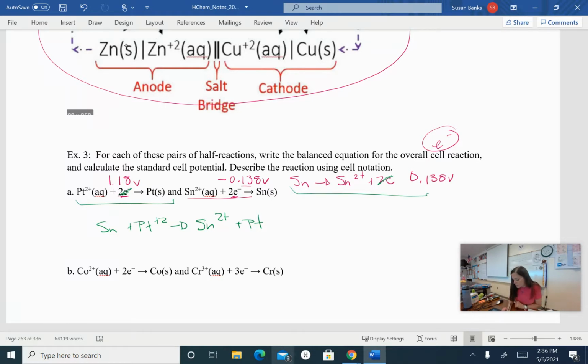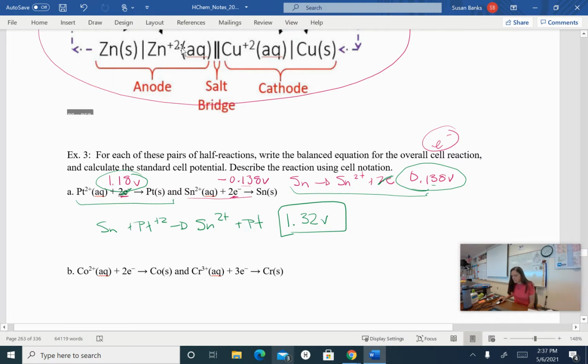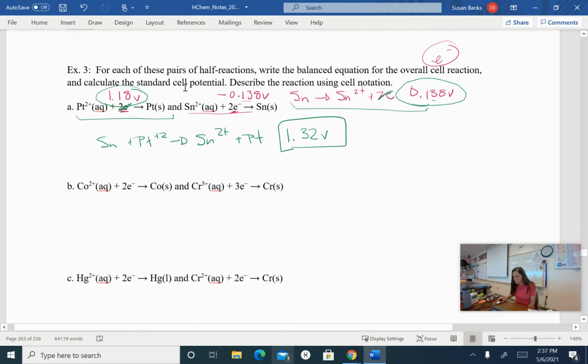And then for the voltage, we just have to add both of these together. When we add both of those together, and we can only go to the hundredth spot, this would give us a voltage of 1.32 volts total on that cell. Not a huge amount of energy, but it would give us some. Okay, so let's do this next one.